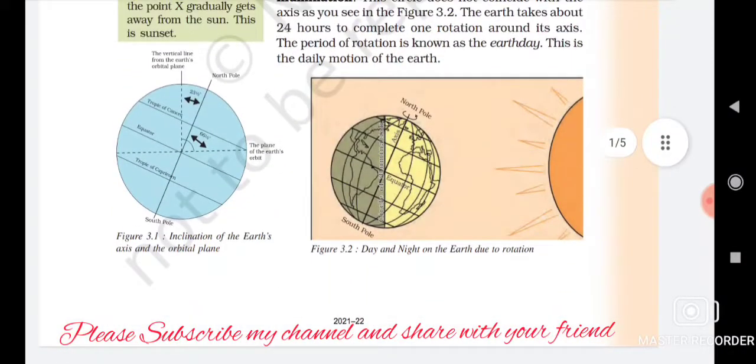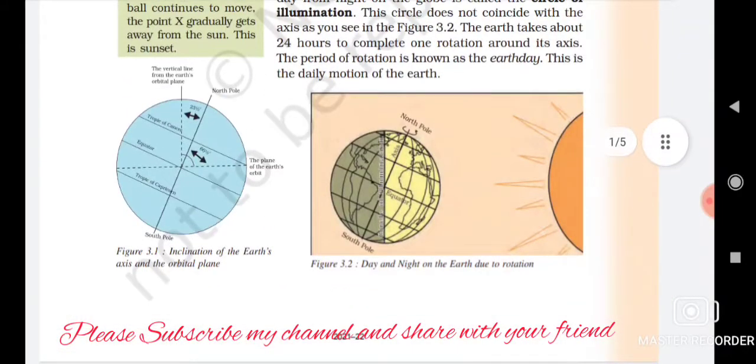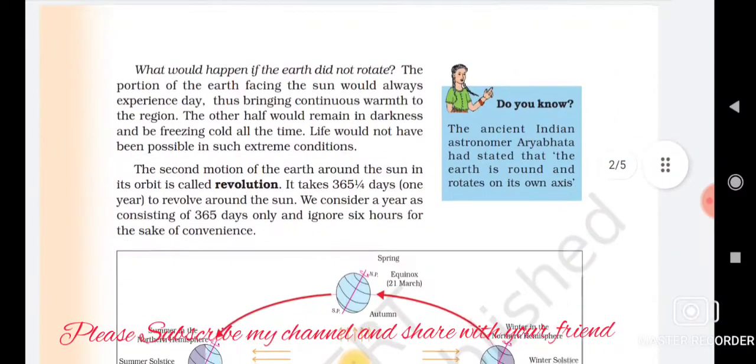If you see this picture, this portion experiences day because it faces the sun, and the dark portion experiences night because it is away from the sun. The circle of illumination is this portion that divides our earth into two equal halves. This circle is called the circle of illumination.